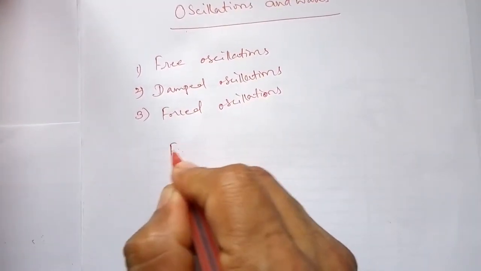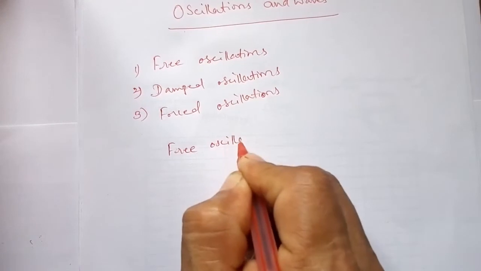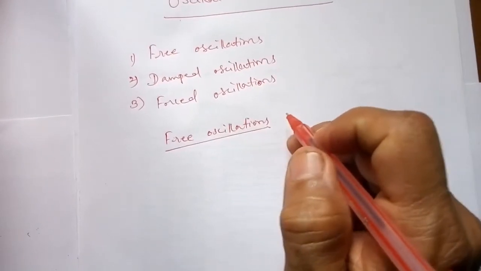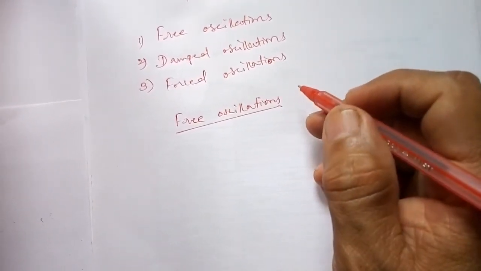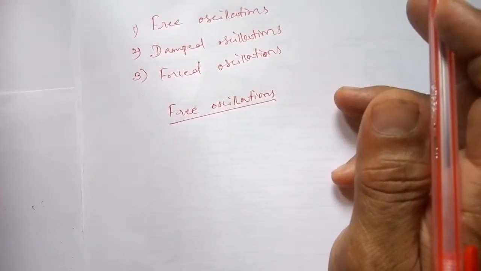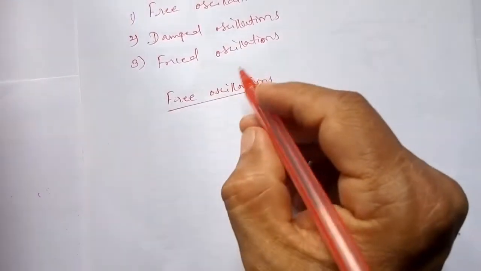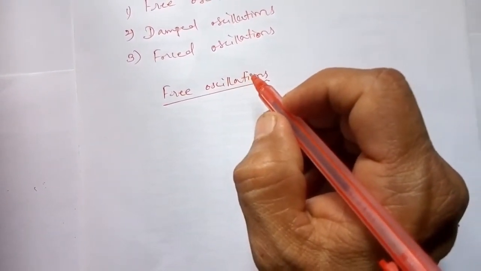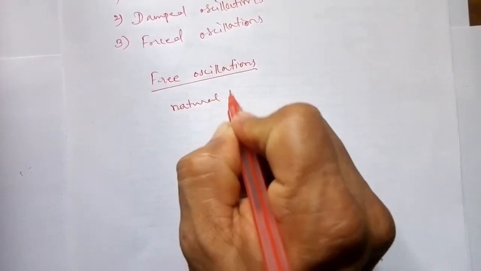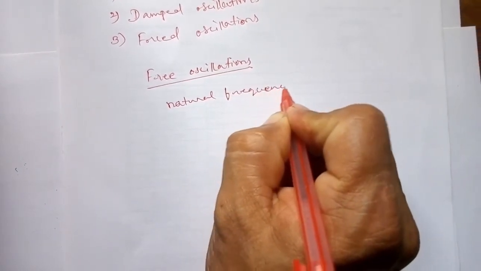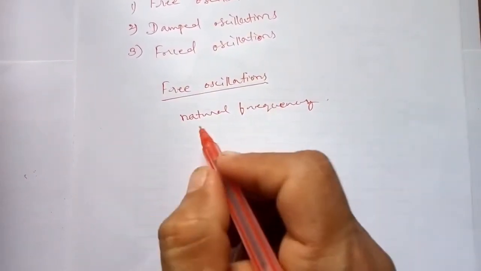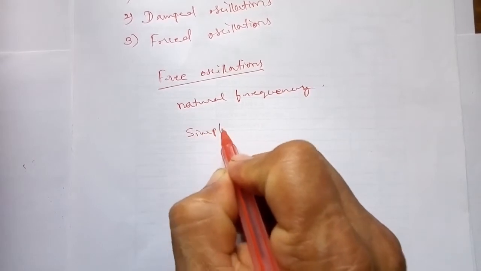So what exactly is free oscillation? As the name itself says, the oscillation is free. Whenever a body or system is set to vibrate or oscillate freely without any resistance, it always vibrates with the same frequency. The frequency with which a body vibrates or oscillates freely at its own frequency is known as natural frequency. The body vibrates with natural frequency without any external resistance.